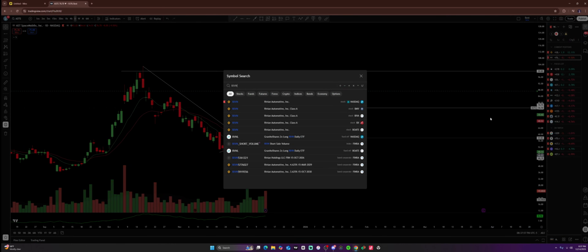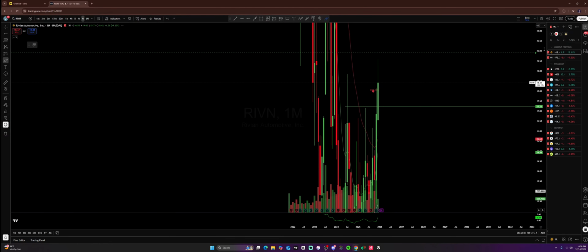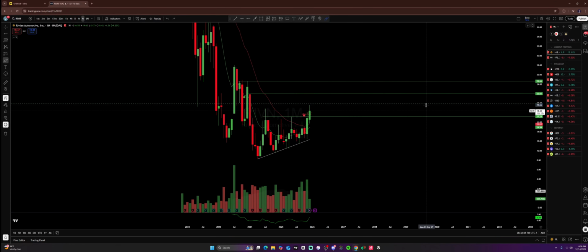I also want to go over Rivian, right? This is another stock. I actually just bought this on Friday. It's having a huge base breakout on the monthly time frame. So holding this more of like a long-term trade. I want to see this continue up until like $24.